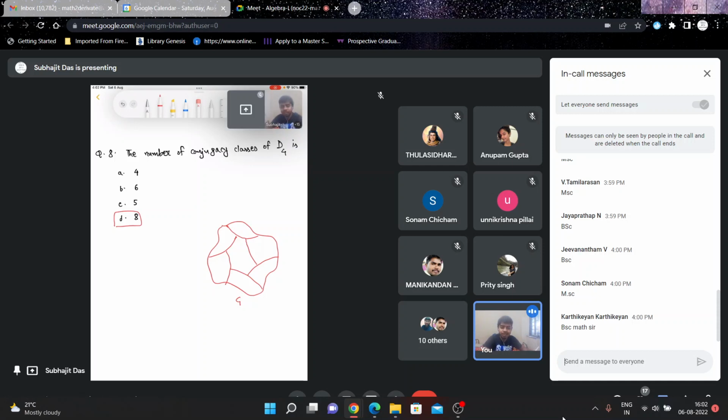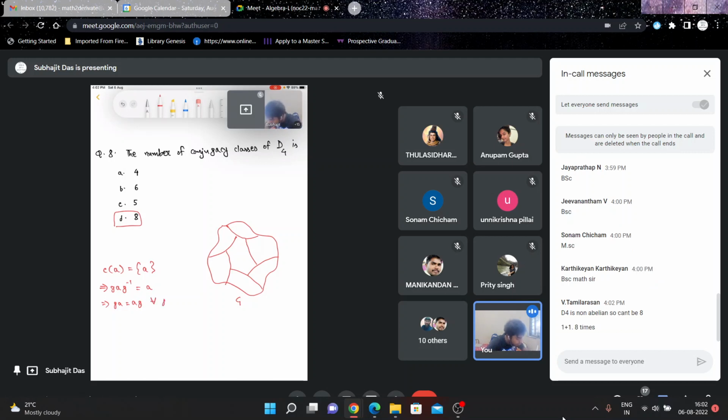Let's see, what does a conjugacy class having a single element mean? Let's observe what C of A equal to the singleton A means. That is, what does it mean when we say that A is the only conjugate of itself? You know what C of A is, right? It's precisely the set of all conjugates of A, that is G A G inverse, where G varies over the group. So this means that all the conjugates of A are precisely A, which means that GA is equal to AG, for all G in the group, right?